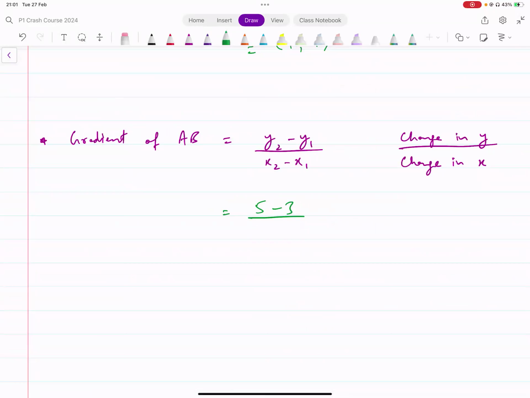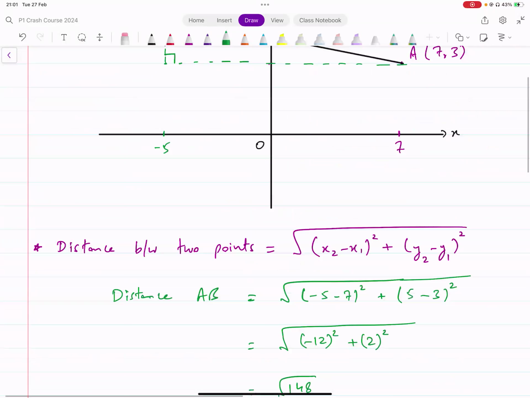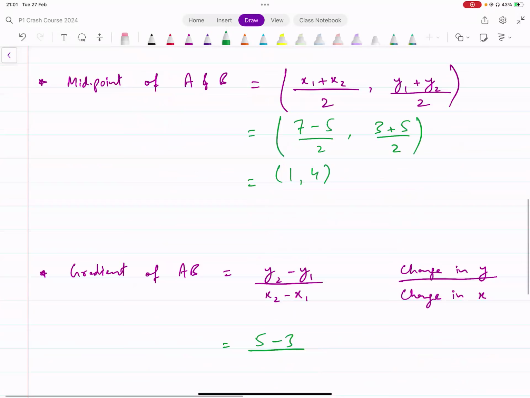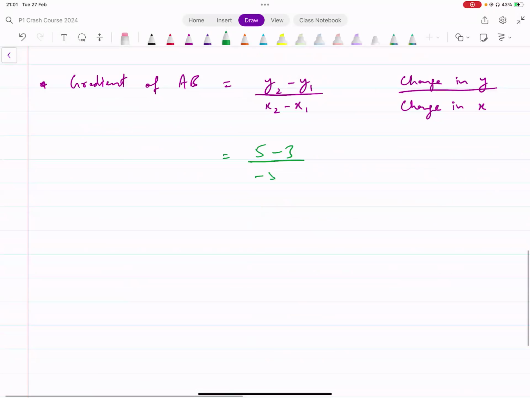5 minus 3 divided by x2 minus x1. x2 is minus 5 and x1 is 7. So that gives me minus 5 minus 7. And that results in 2 over minus 12, which is minus 1 over 6. That's the gradient of the line AB. Now, what does this gradient mean?